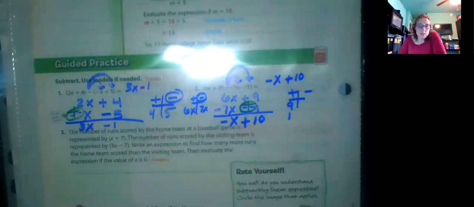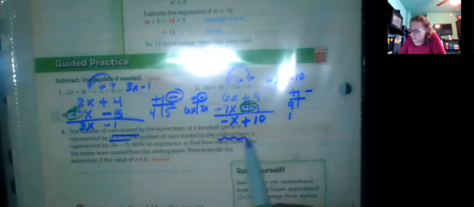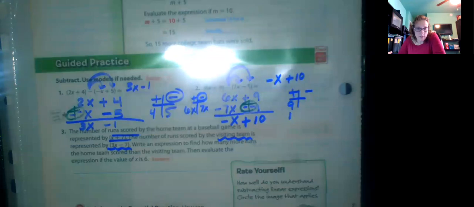The number of runs scored by the home team at a baseball game is represented by x plus 7. Okay, these were runs scored. The number of runs scored by the visiting team is 3x minus 7. Write an expression to find out how many more runs the home team scored than the visiting team.